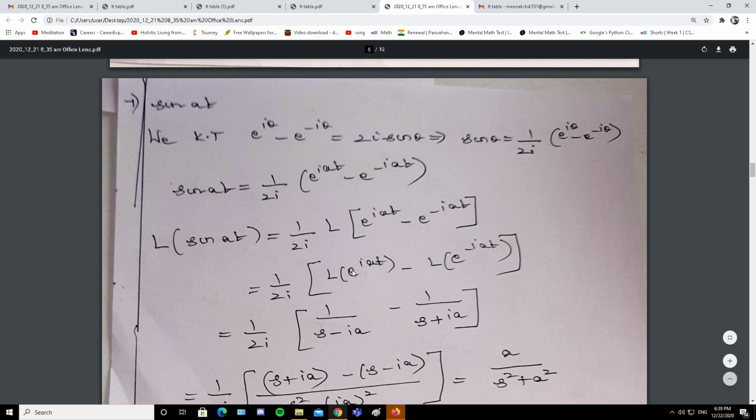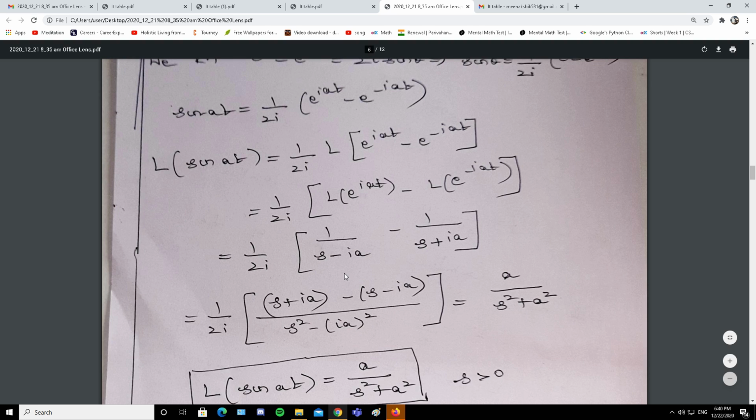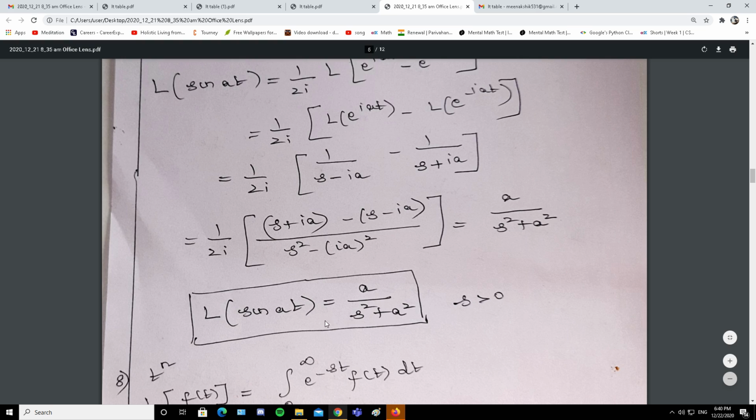So 1 by 2i of Laplace of e power iat minus Laplace of e power minus iat, that is 1 by s minus ia minus 1 by s plus ia. So take the LCM. So s square minus ia the whole square. So s square plus a square. So when you simplify the numerator, it is 2a, 2i will get cancelled. So Laplace of sin at is a by s square plus a square, where s is positive.